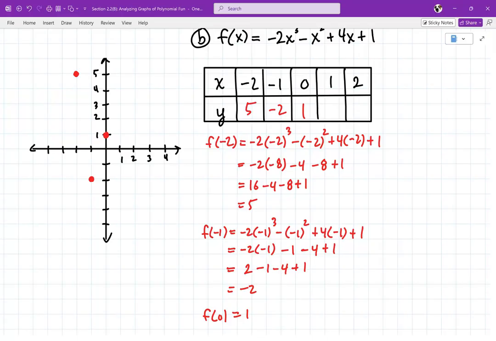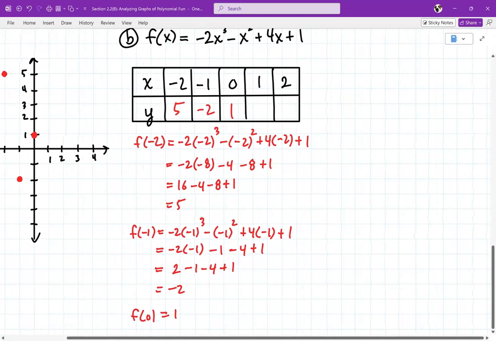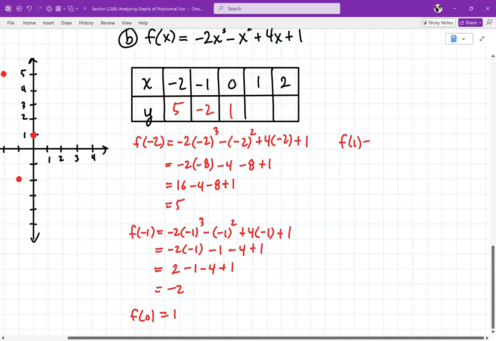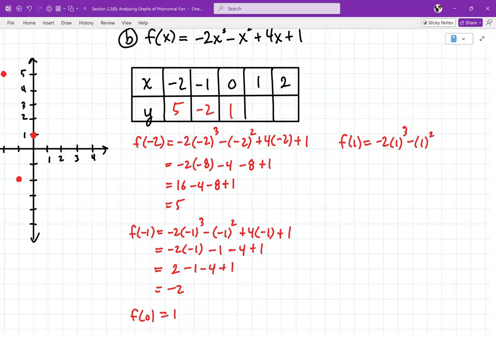Now let's plug in f of 1. So I'm going to move this over here. f of 1 is negative 2 times 1 to the third minus 1 squared plus 4 times 1 plus 1. So this is going to be negative 2 minus 1 plus 4 plus 1. So that's equal to 2. So it's 1 comma 2.